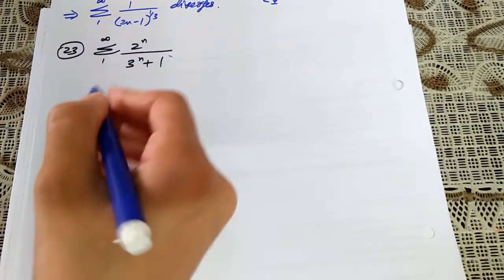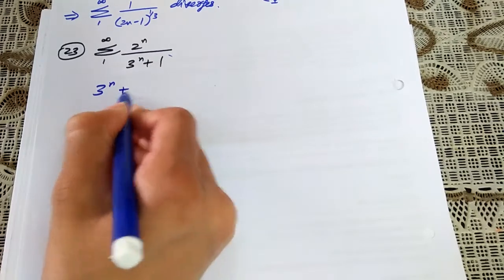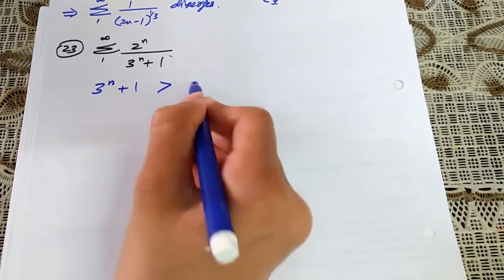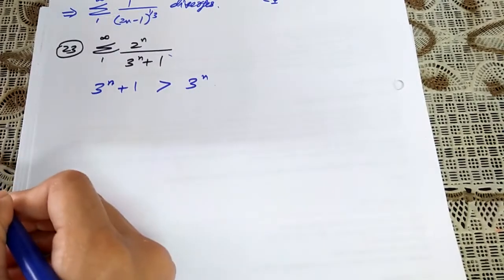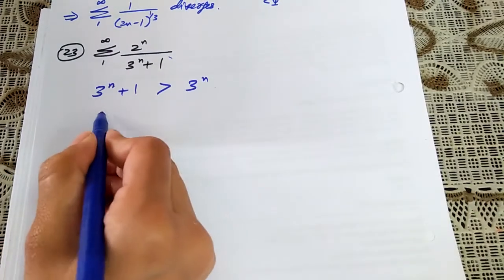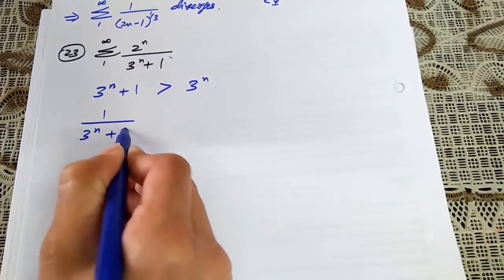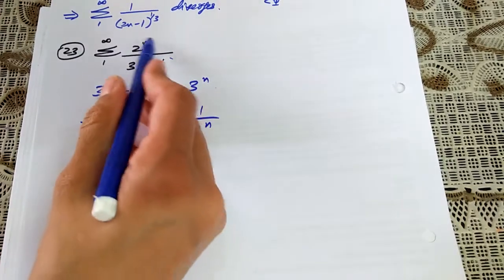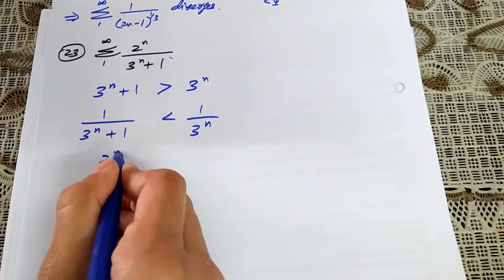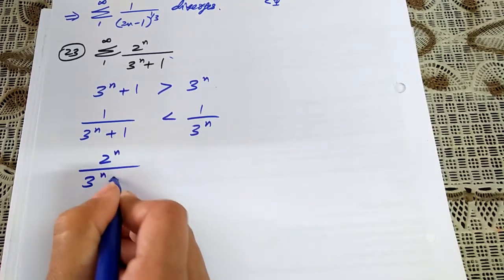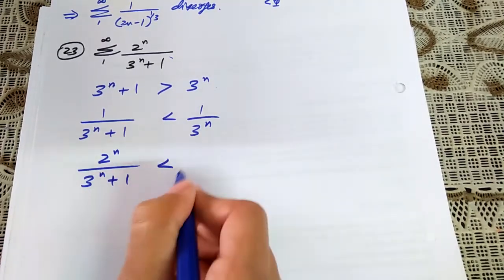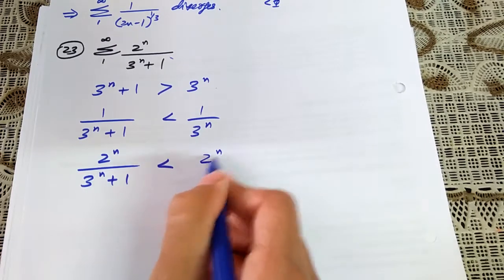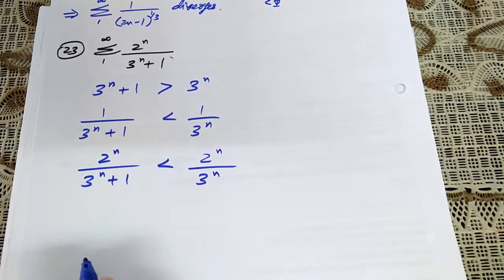Consider this term 3 raised to power n plus 1. You know that this is greater than 3 raised to power n. And if I take its reciprocal, 1 over 3 raised to power n plus 1 will be less than 1 over 3 raised to power n. Now I need 2 raised to power n, so multiply 2 raised to power n on both sides. Multiplying anything on both sides will not alter the inequality sign, so the behavior will remain the same.